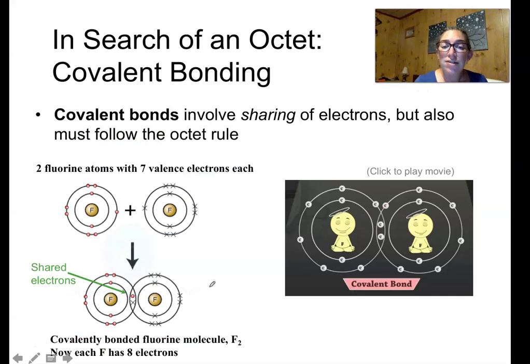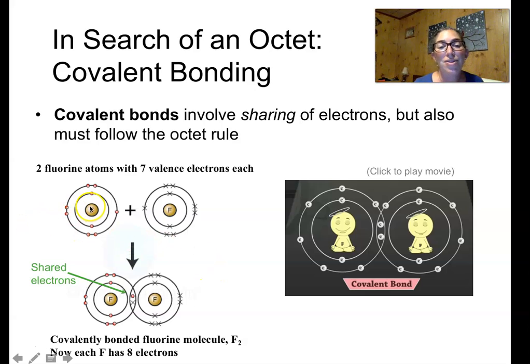All right, so covalent bonds involve, of course, sharing of electrons, not taking and receiving of electrons. So covalent bonds do still follow that octet rule. Bonding is all about fulfilling that octet rule and filling your valence shell so that you can be noble and at peace like the noble gases.